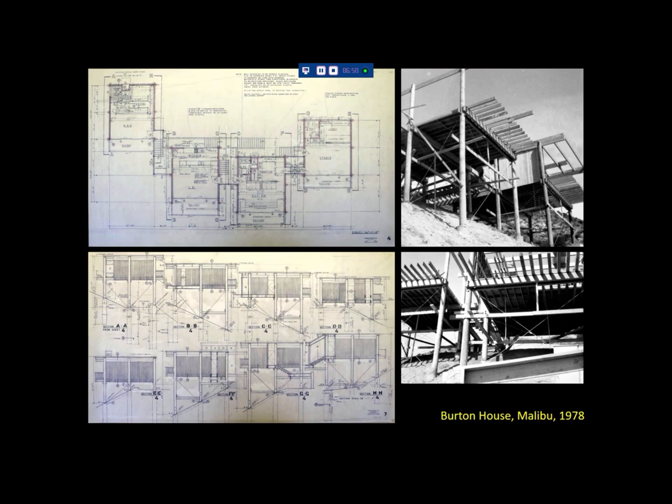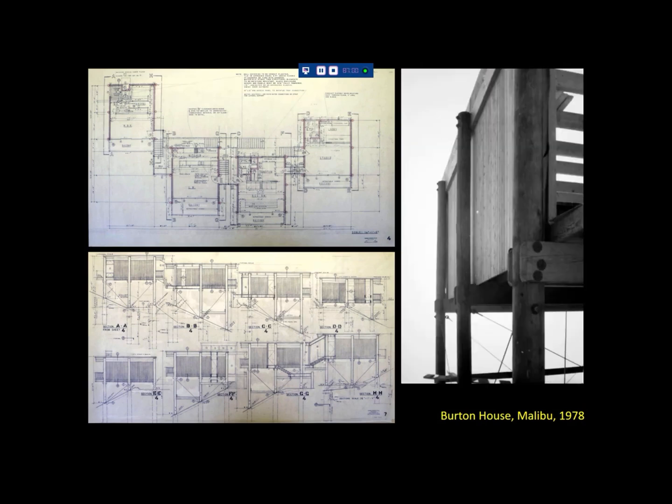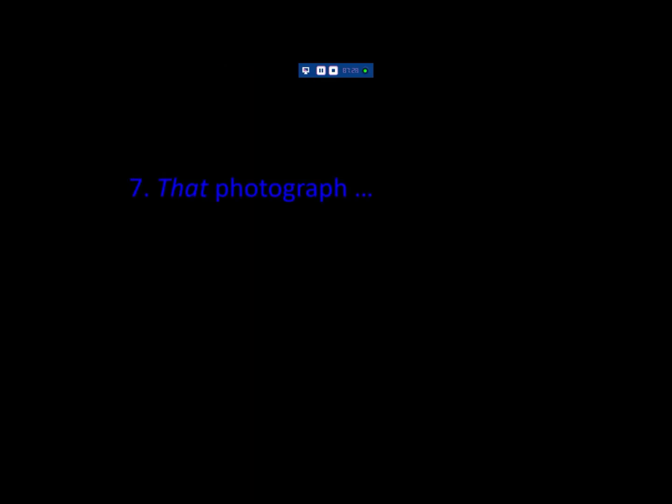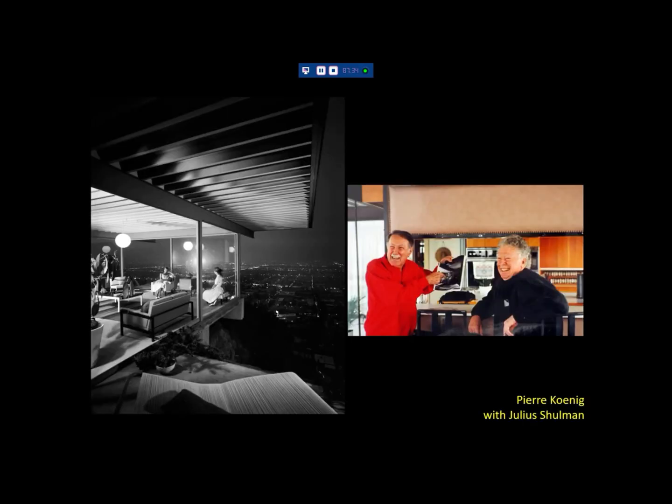And there's Pierre and a dog on site as this building developed. And on the right, Pierre once again, now with Julius Shulman, the photographer, which comes back to that photograph. Yes, that photograph. There's Julius holding up the photograph. They're sitting in the kitchen at Case Study House 21. So the question is, it's a chicken and egg question. Which came first? Why is the house famous? Is it famous because of the photograph or because of what it is?